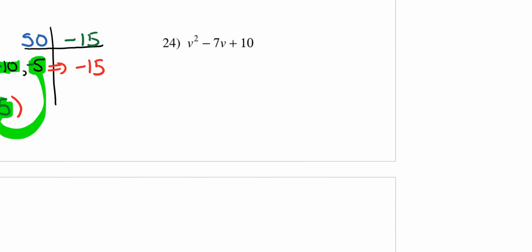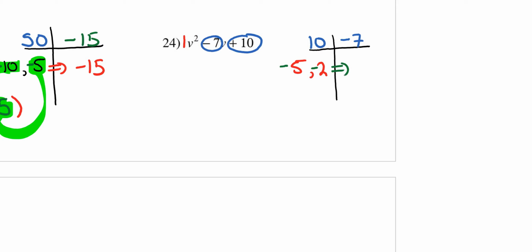Okay, moving on to 24. We have a leading coefficient of 1 here, so let's set up a t-table here. All right, so the numbers I'm focusing my attention on now are 10 and negative 7. So two numbers that multiply to 10 are 5 and 2. And in order to get to the negative 7, I should have minus signs on both of those numbers, because if you multiply two negative numbers, you get a positive number. And negative 5 minus 2 is going to be negative 7.